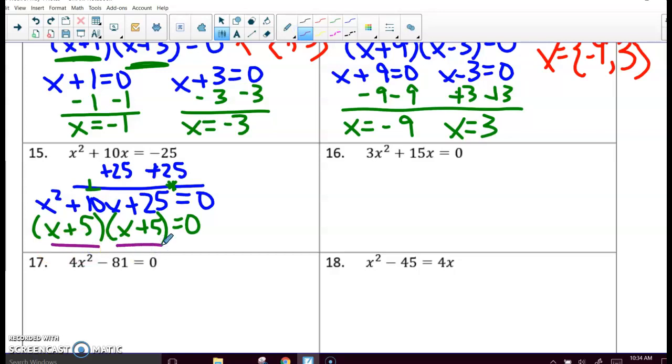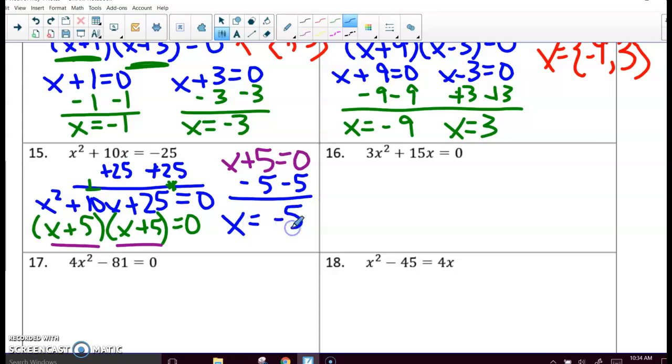My factors are the same here, so I just need to set one of them equal to 0. If x plus 5 is equal to 0, subtract 5 from both sides. That means I only have one solution. Those were some crazy brackets. X equals -5. So if I were to graph that parabola, it would just touch the x-axis at one point, at -5.